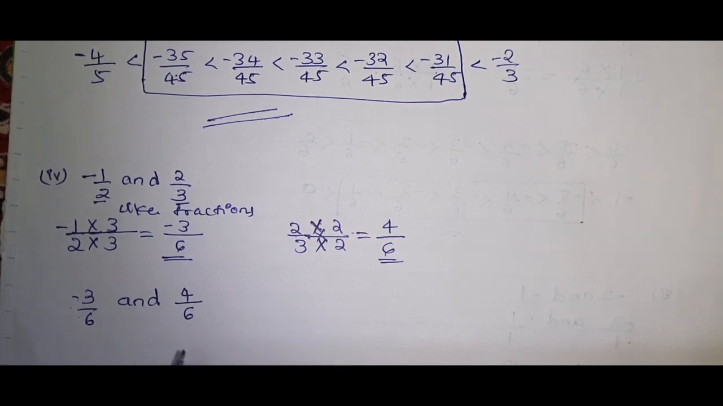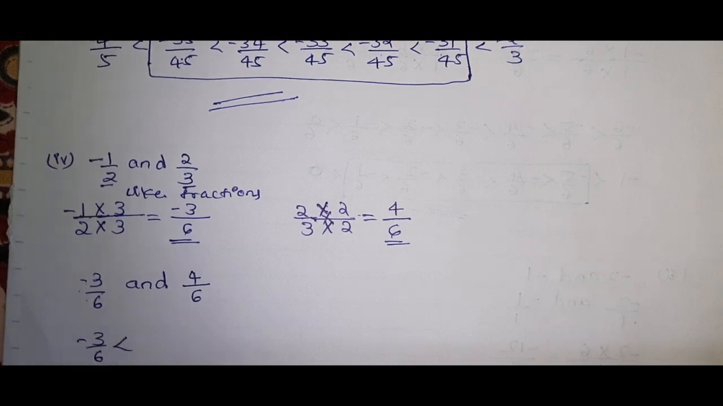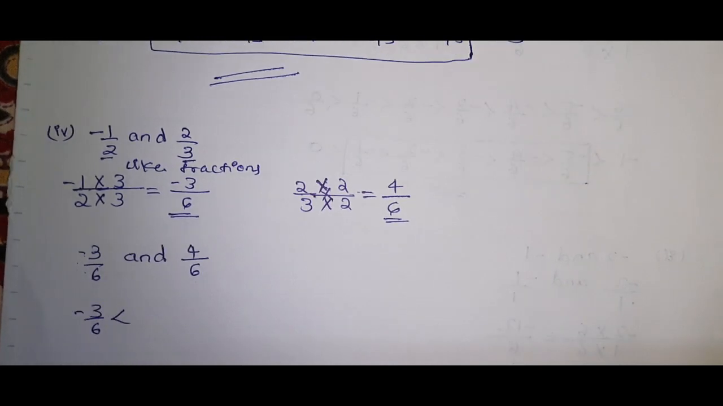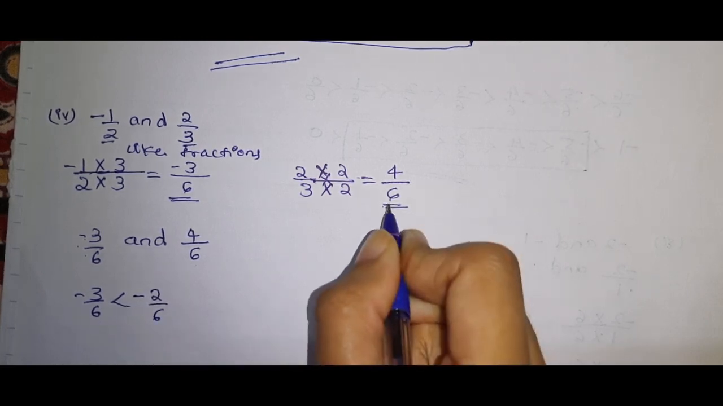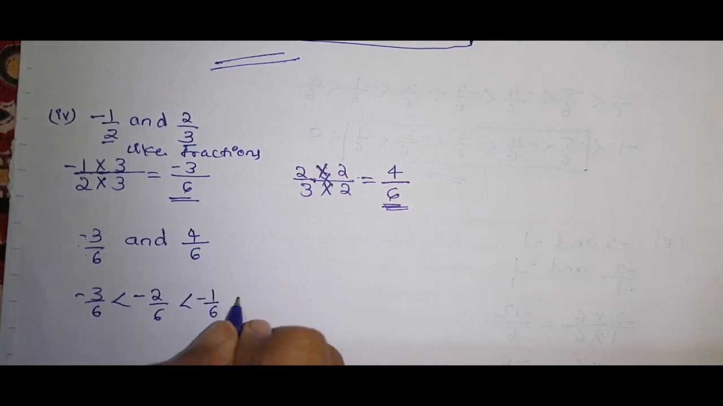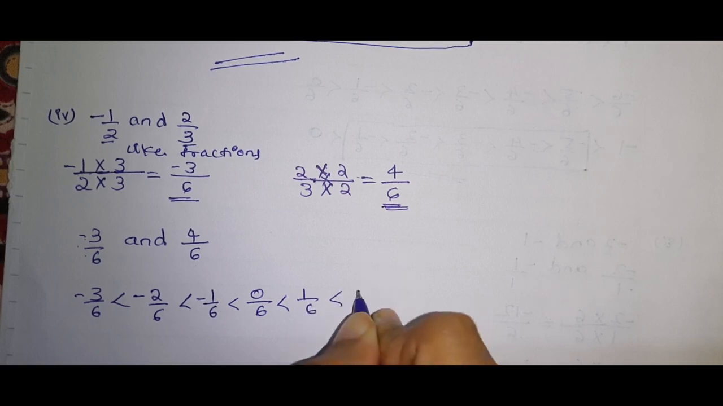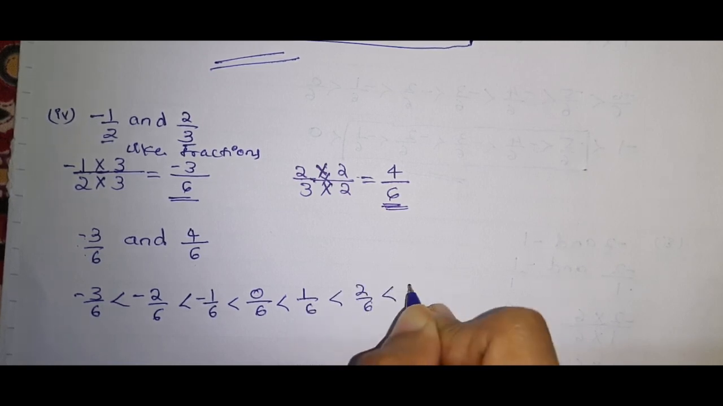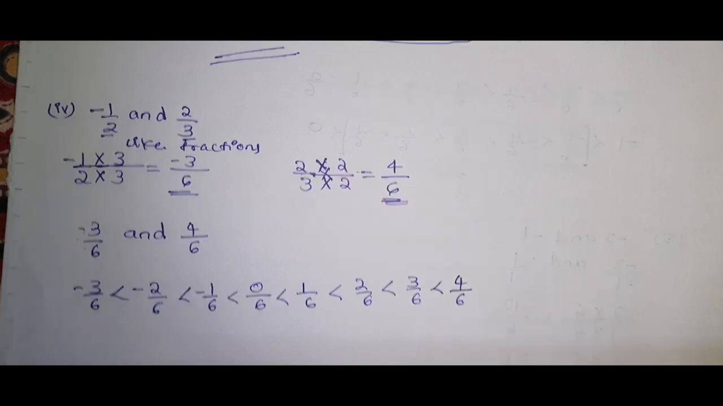This will be sufficient. Okay, now minus 3 divided by 6. What is the next greatest number? It will be minus 2 divided by 6. So I should write till I get 4 divided by 6. Now minus 1 divided by 6, 0 divided by 6, 1 divided by 6, 2 divided by 6, 3 divided by 6. Finally, I got 4 divided by 6.